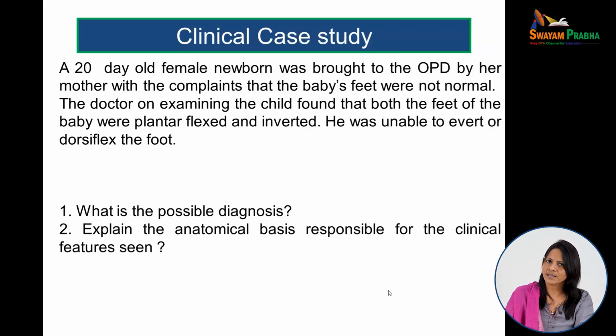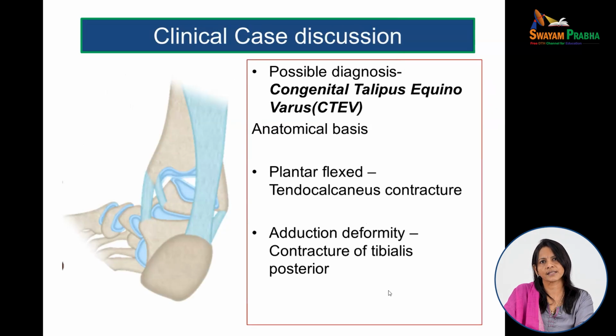Plantar flexed means the heel is elevated, the foot is on the ground. Inverted means the lateral border of the foot is on the ground with the foot facing medially. So that is a varus deformity and the plantar flexion is the equinus deformity. Together, the forefoot is also adducted. So what is the cause? The possible diagnosis, as we just saw, is congenital talipes equinovarus.